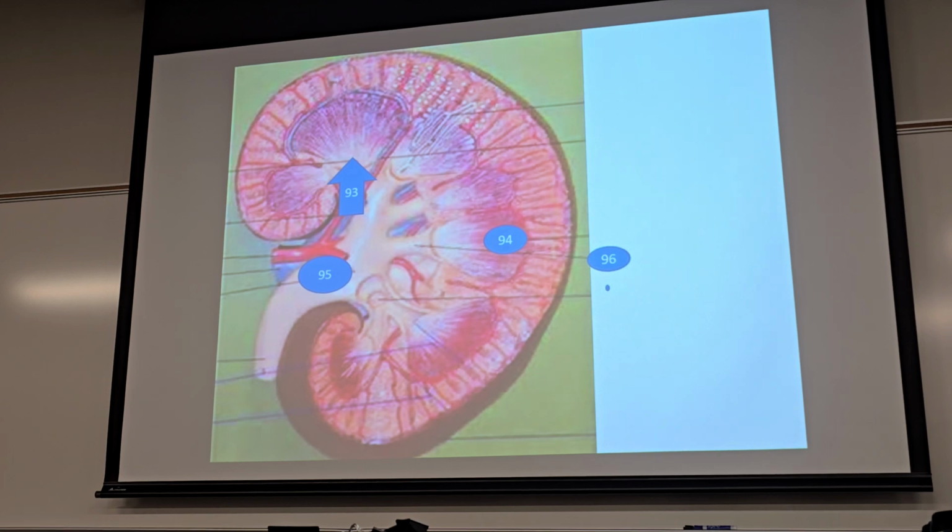Renal pelvis. And number 96? Minor calyx. Okay, what about right here? What's this one right here? Major calyx. Okay.